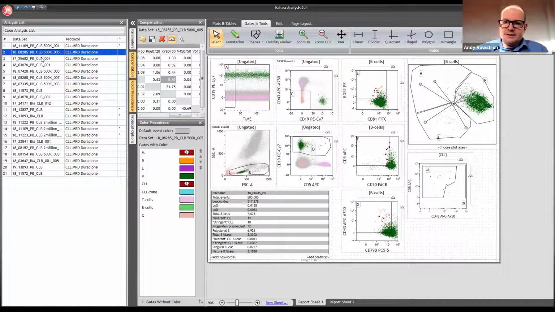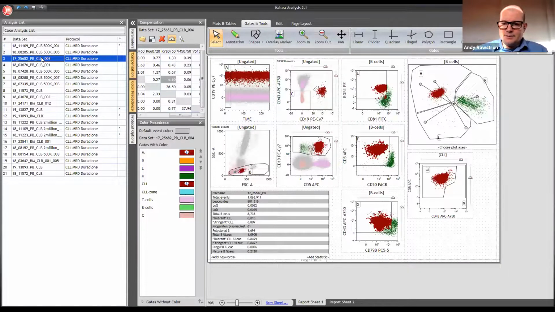So then, just to get everybody used to the pattern, there's a few cases where the results should hopefully be fairly straightforward. So here's another one. We've got 1 million events acquired, 800,000 of those are leukocytes. We have here 0.8% disease, 0.85%.